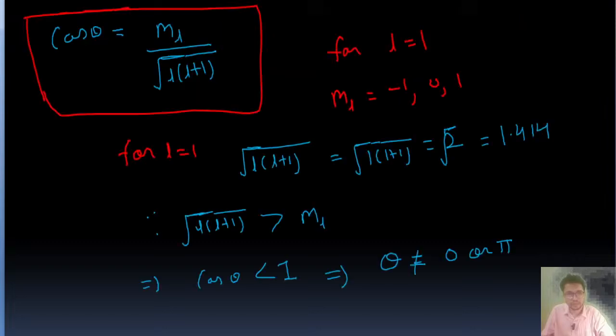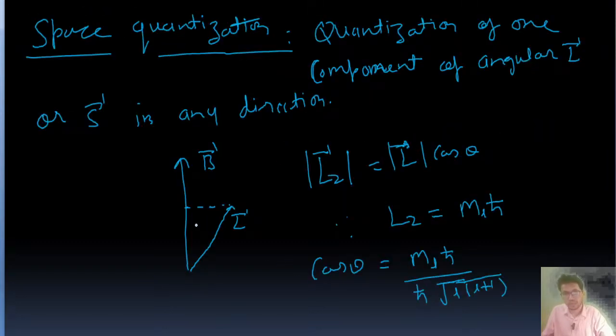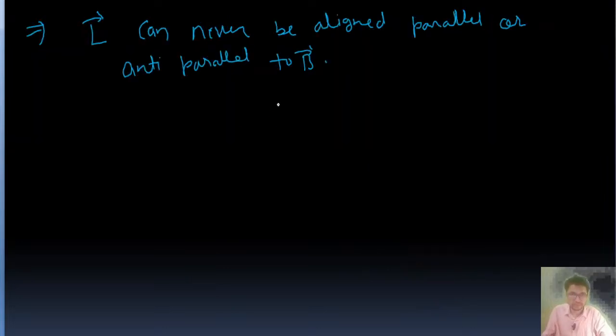Right? Here you can see, because this L value, cos theta value cannot be 0 or minus pi, right? So this L can never align parallel or anti-parallel. Okay, because the cos theta value is always less than 1. Right? So L can never be aligned parallel or anti-parallel to B. This is important.